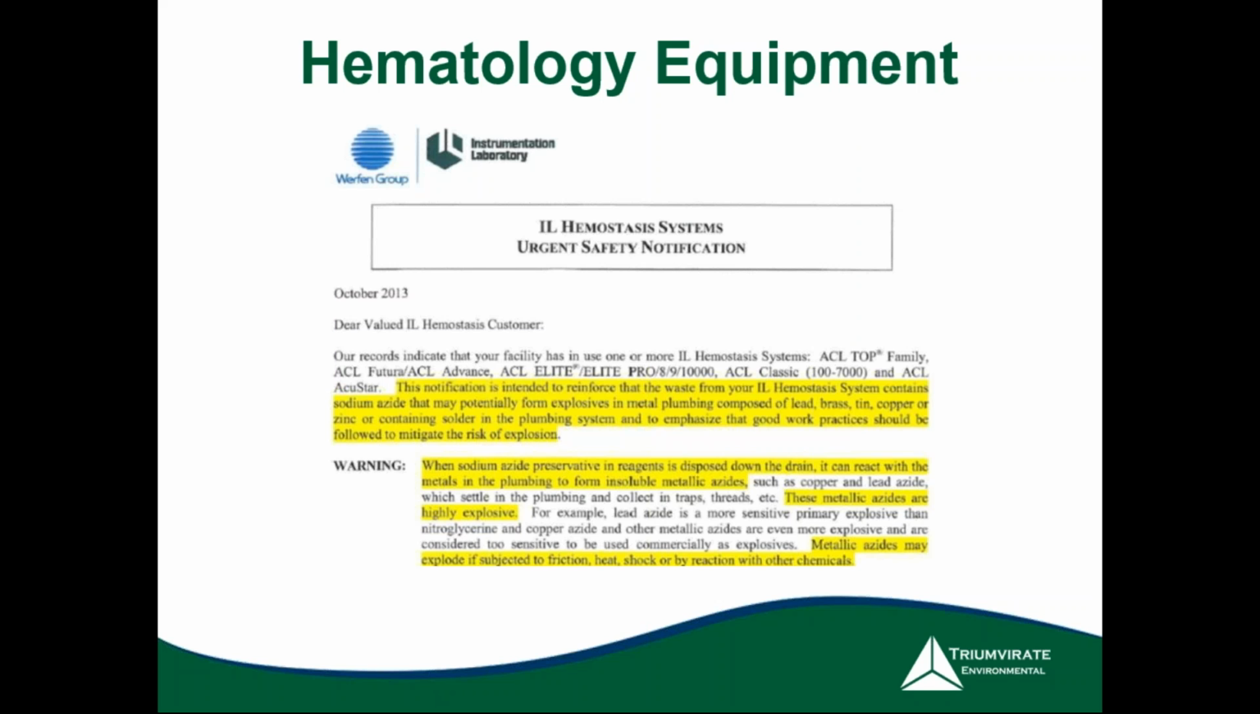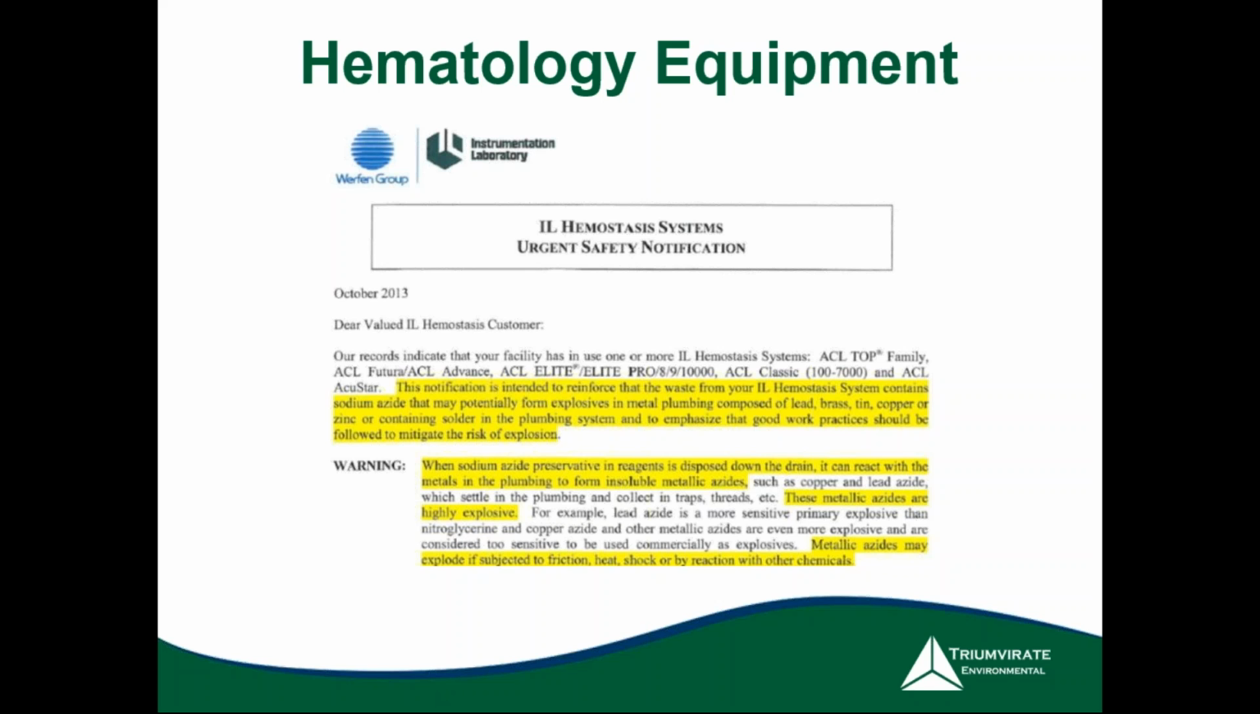In October of 2013, Instrumentation Laboratory and Orphan Group released a notification for their IL hematosis system, and I highlighted some important things on this. It says that this notification is intended to reinforce that the waste from your IL hematosis system contains sodium azide that may potentially form explosives in metal plumbing composed of lead, brass, tin, copper, or zinc, or containing solder in the plumbing system, and to emphasize that good work practices should be followed to mitigate the risk of explosion.